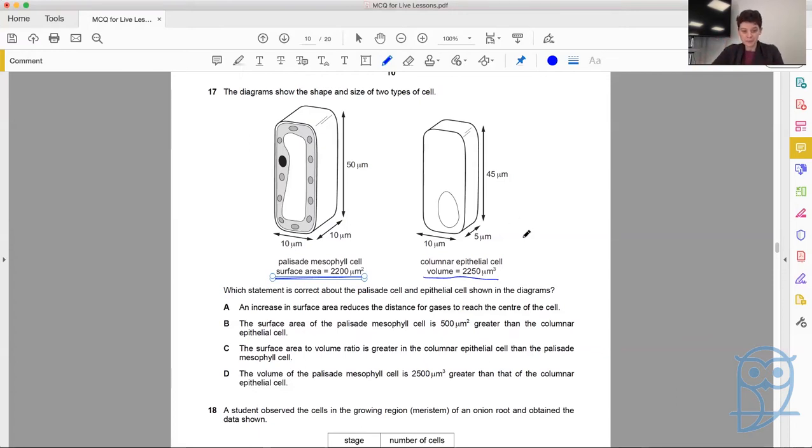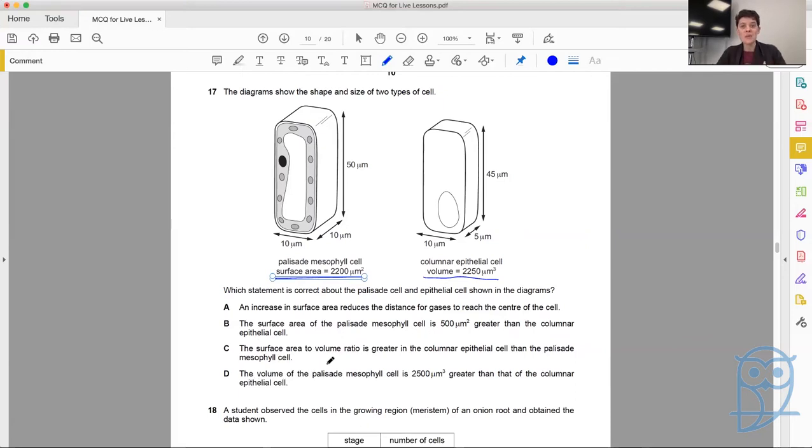Okay, so an increase in surface area reduces the distance for gases to reach the center of the cell. Okay, the surface area of the palisade mesophyll cell is 500 micrometers squared greater than the columnar epithelial cell. The surface area to volume ratio is greater in the columnar epithelial cell than the palisade mesophyll cell. And the volume of the palisade mesophyll cell is 2,500 micrometers cubed greater than that of the columnar epithelial cell.